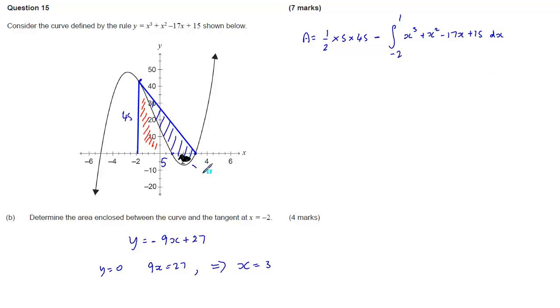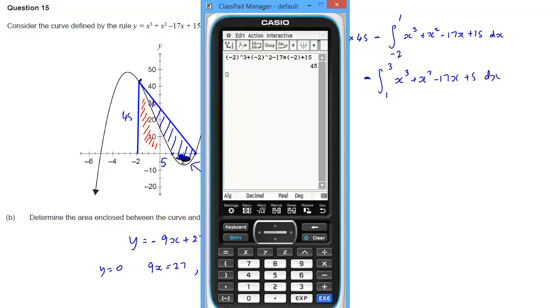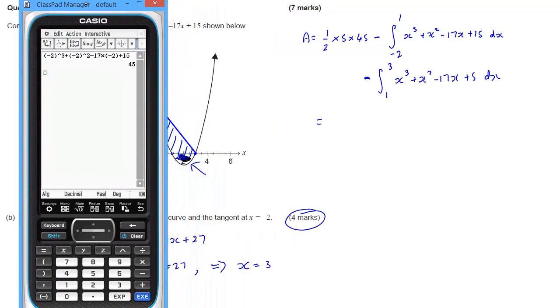And then we want to add on this bit, and when we do this area it's going to end up being negative. So if we take that away, so that's going to be from 1 to 3. Now we wanted to add this area on. I'm taking it away because it's below the axis, so it's going to be negative. So x cubed plus x squared minus 17x plus 15. And that's quite a lot of work to do for 4 marks if we do it manually, so let's do it on the calculator instead.